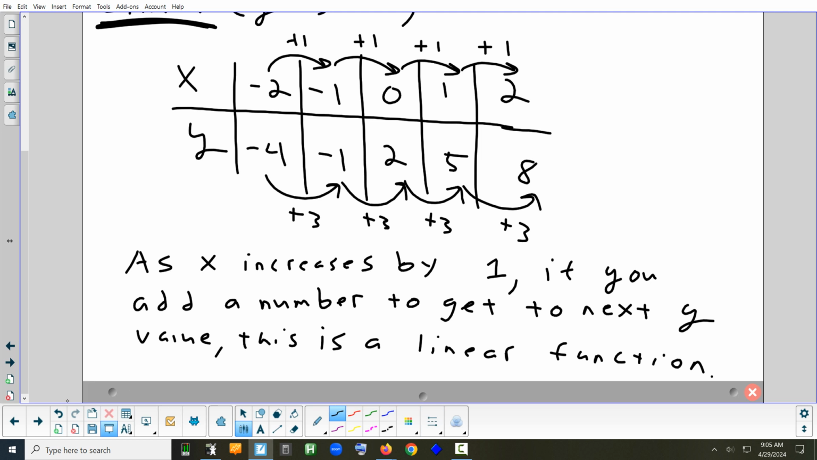So as x goes up by 1, let's write it down. I don't think there's a spot there to write that down, so that's okay. So as x goes up by 1, you're adding a number to get to the next y value. It doesn't always have to be 3. It could be plus 5, plus 5, plus 5. It could be a different number. So any question on that pattern?